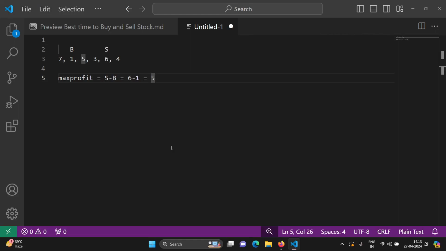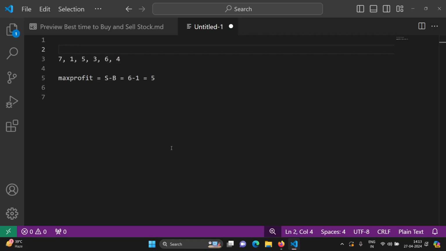But now the question is, how do we find this out? Let's look at how our brains think. As I've said before, we should always look at how our brains think about it. We always try to think that the day when the amount is least is when I have to buy, and the day when the amount is most is when I should sell. But that's not always the case.